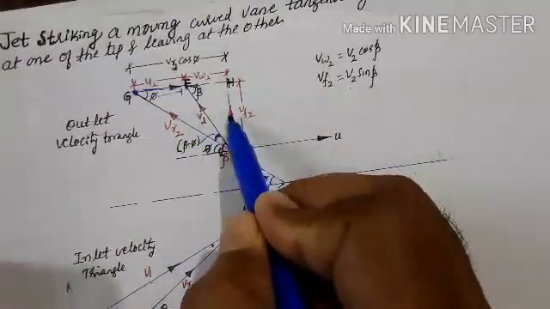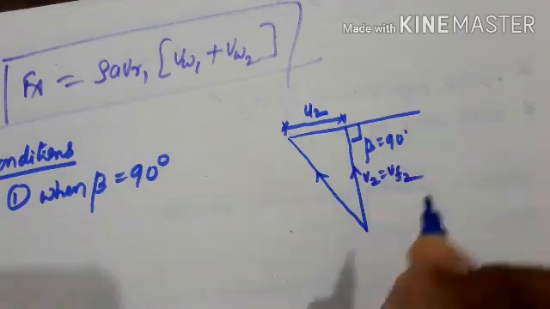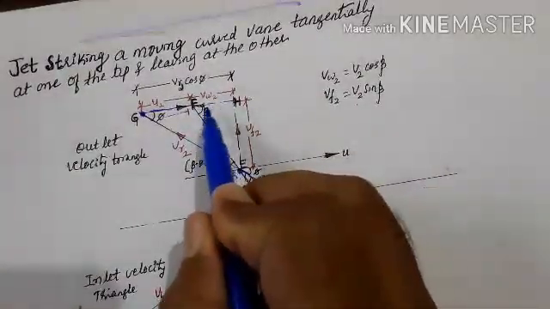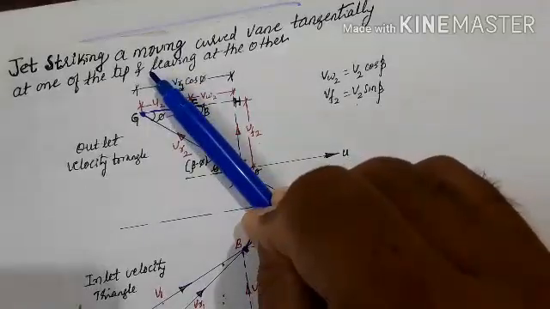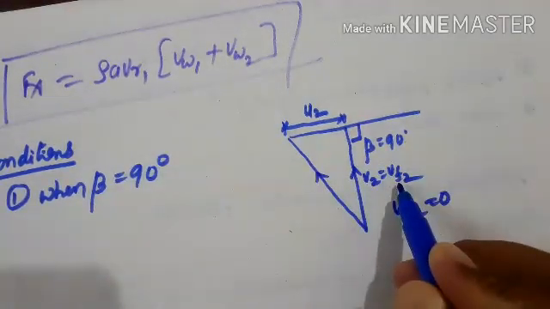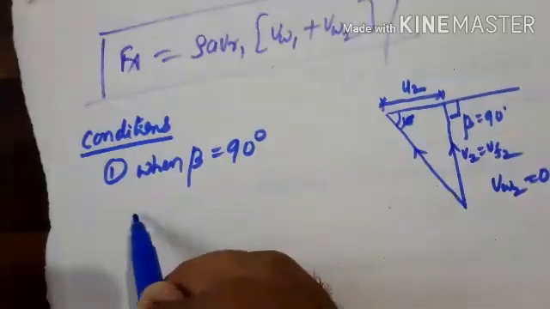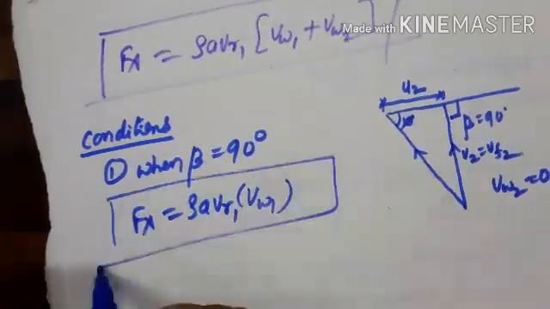When beta becomes 90 degree, this V2 is equal to VF2. And when beta becomes 90 degree, what about the whirl velocity? The whirl velocity vanishes here, we will not get whirl velocity here. Earlier it was like this, now when it becomes 90 degree, the whirl velocity will be 0. So VW2 will be 0 here. When beta is 90 degree, V2 becomes VF2 and VW2 is 0. Then the above equation becomes Fx equal to rho A VR1 into VW1 only.